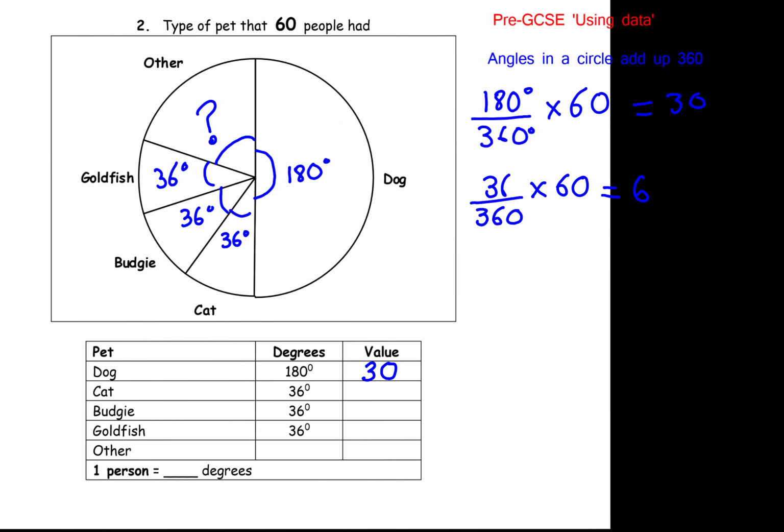Sorry, just put 30 there. Okay, so now I've got 6. This is exactly the same. So all this is a 6. Right, okay, so we've done this. Now, one thing is incomplete, and that is the other.